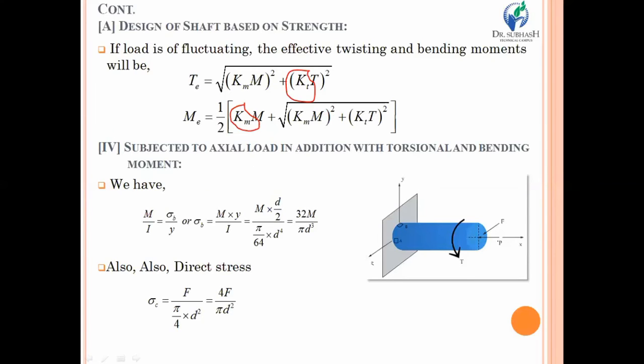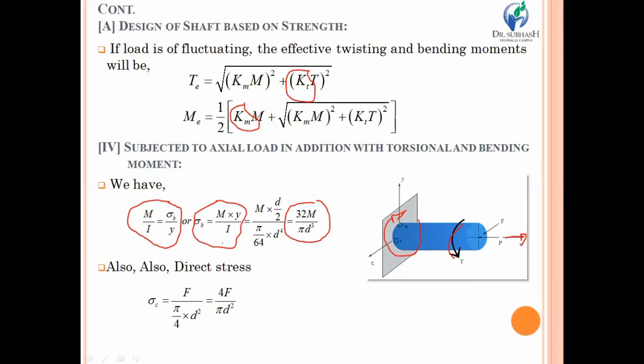Look at the figure. There is an axial load acting over here also, and you have to take care of twisting as well as bending moment. So you have to go through the bending equation, M upon I equals sigma b upon y, and convert it in terms of bending stress. By putting y equal to d by 2 and I equal to pi by 64 d raised to 4, and solving it, you will have 32 M upon pi d cube. So this is the combined effect.